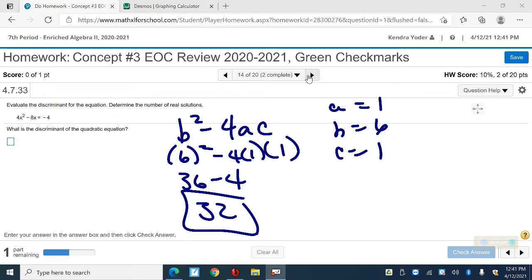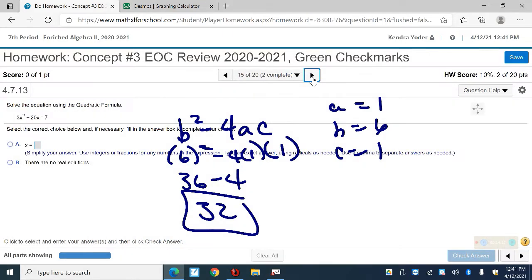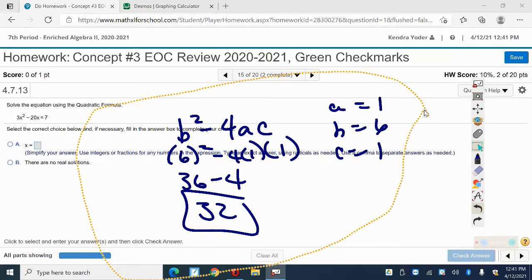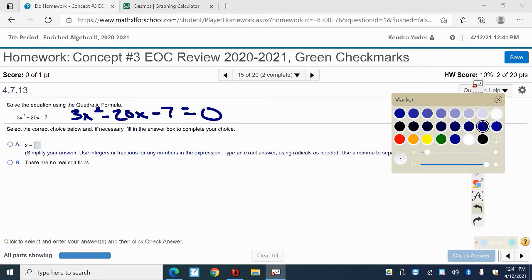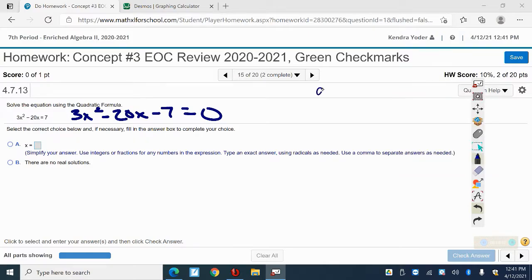Same one with this right here. Determine the number of real solutions we talked about. Use the quadratic formula on here. The quadratic formula requires the entire thing this time, but in order for you to do this, you have to first set this thing equal to 0. So you're going to have 3x squared minus 20x minus 7 is equal to 0. Okay? So that means A is going to be equal to 3, B is equal to negative 20, and C is equal to negative 7.